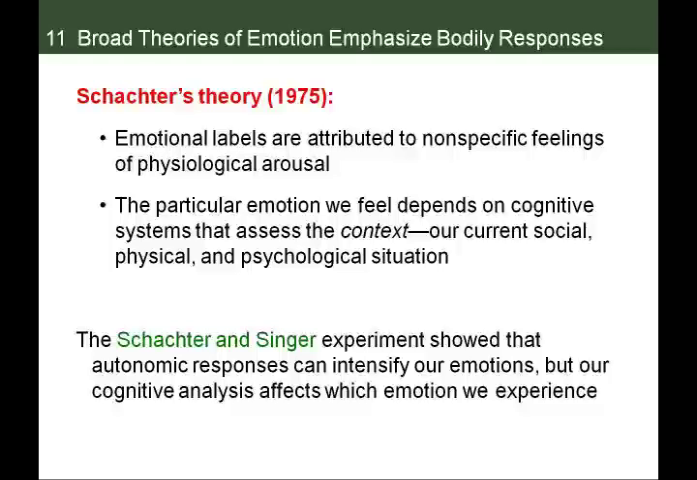Okay, and then this amazing experiment that Schachter did in the mid-70s kind of changed things a little bit. Schachter's theory, which stems from a very important experiment, argues that emotional labels are given to non-specific feelings or physiological arousals. In other words, clusters of physiological symptoms do not necessarily belong to just one emotion. Depending on what environment you're in and what kind of cognitive state you're in, that same cluster of physiological changes can be emotion A or emotion B.